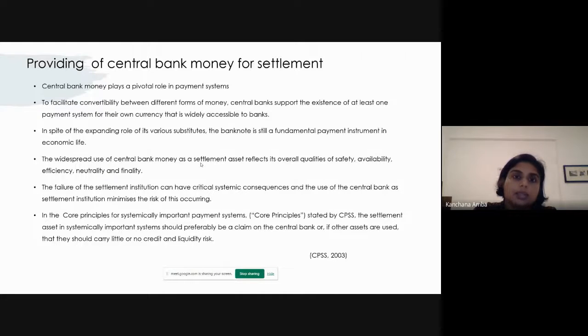Then providing central bank money for settlement, right? Now, a central bank is not only regulating and operating the system. There is central bank money, right? The money in the settlement accounts. So to facilitate the convertibility between different forms of money, that is, you have money that the banks hold, then you have checks, which are also very liquid, almost like money. So the central bank supports the existence of at least one payment system in their own currency. That is the central bank money, right, which is money that the central bank directly issues, that is accessible to the banks, right? So this is from the, now I'm talking internationally, general level, right? So this is from the Committee on Payments and Settlement Systems at the Bank for International Settlements, right?